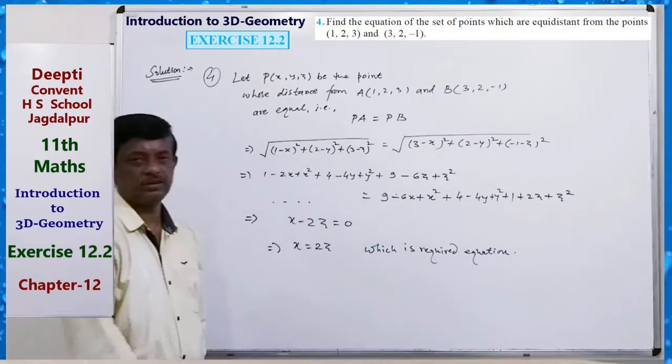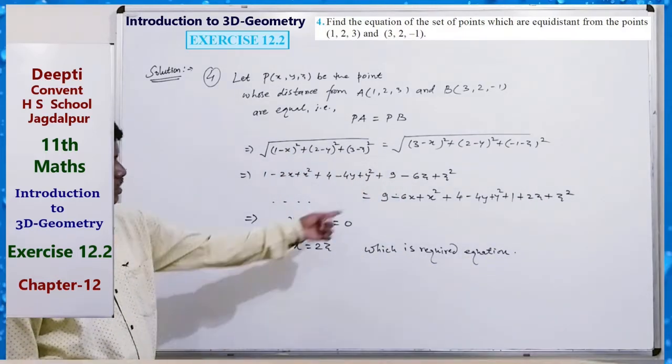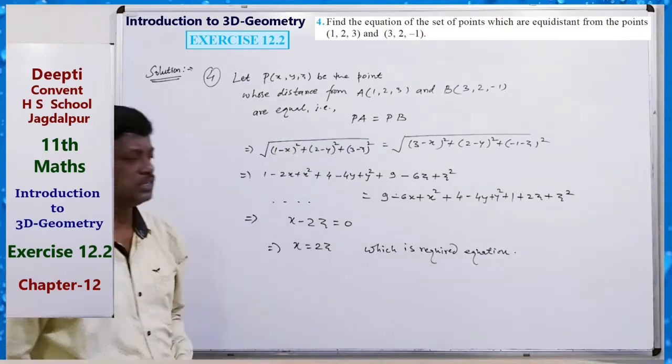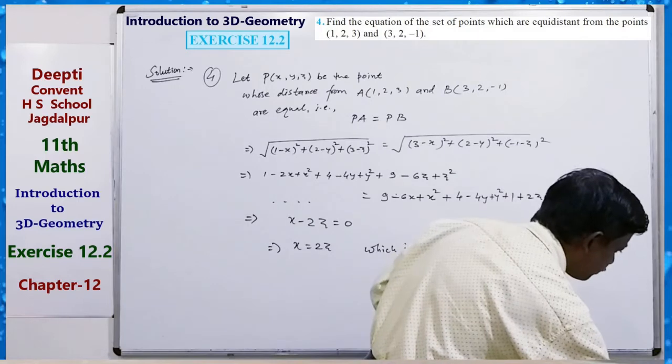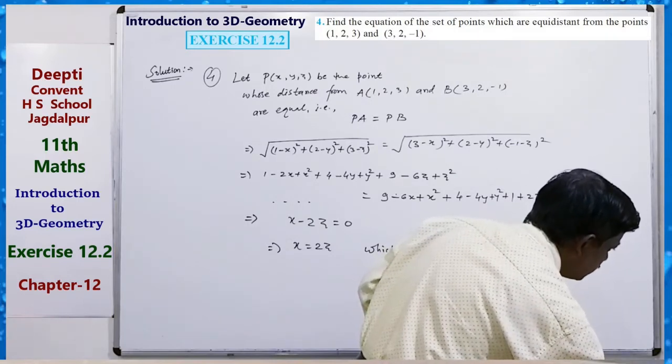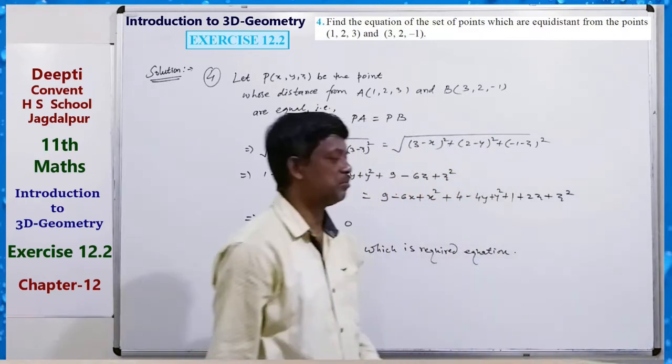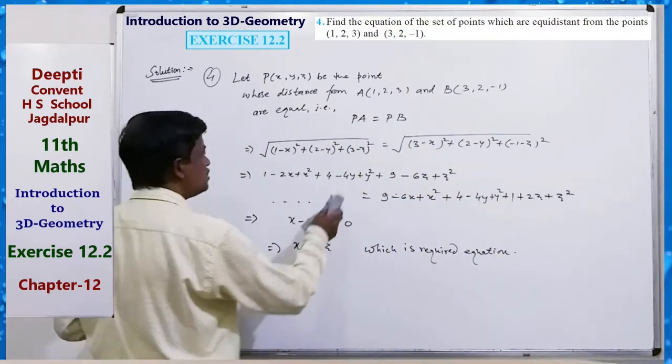X equals 2z. X minus 2z equals 0. So you can just use this condition. Here is question 5. Given that, find the equation of the set of points, the sum of whose distances from the points is equal to 10.